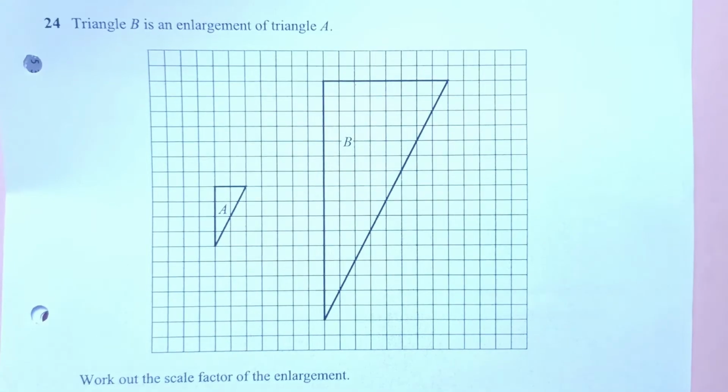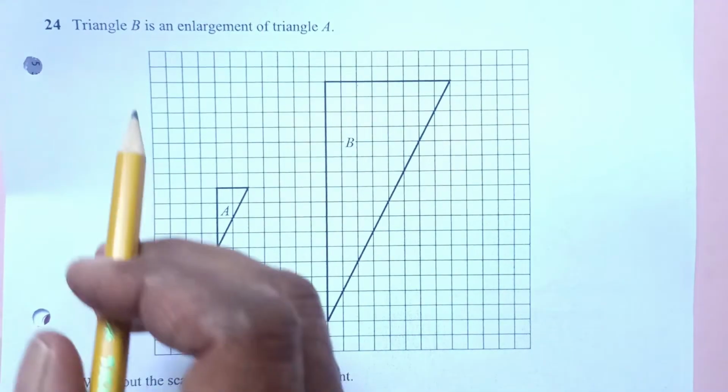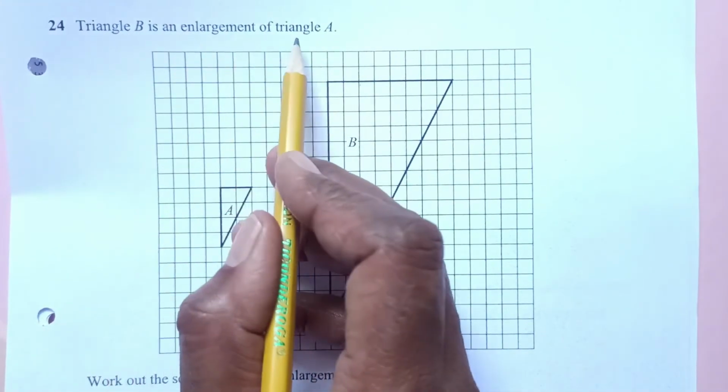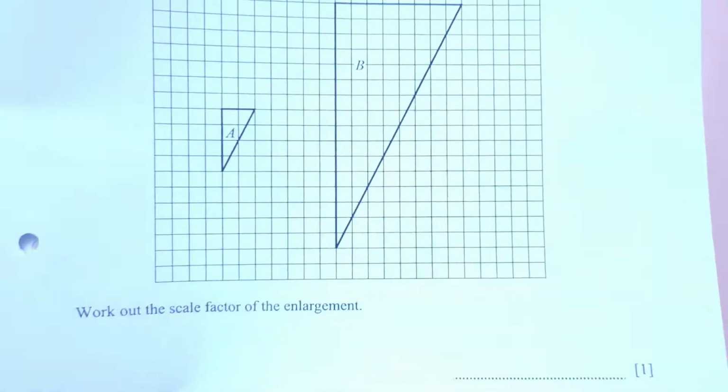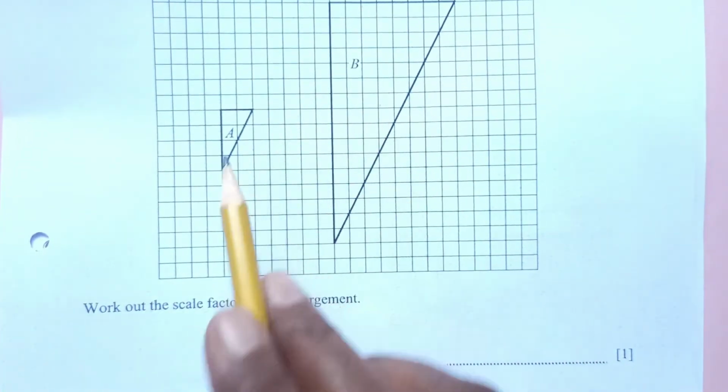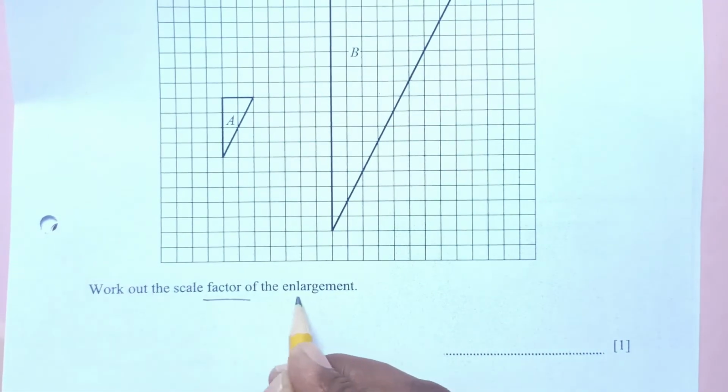So here is another question. This is a very simple question. Triangle B is an enlargement of triangle A. You see A and B, B is an enlargement of A. Work out the scale factor of the enlargement.